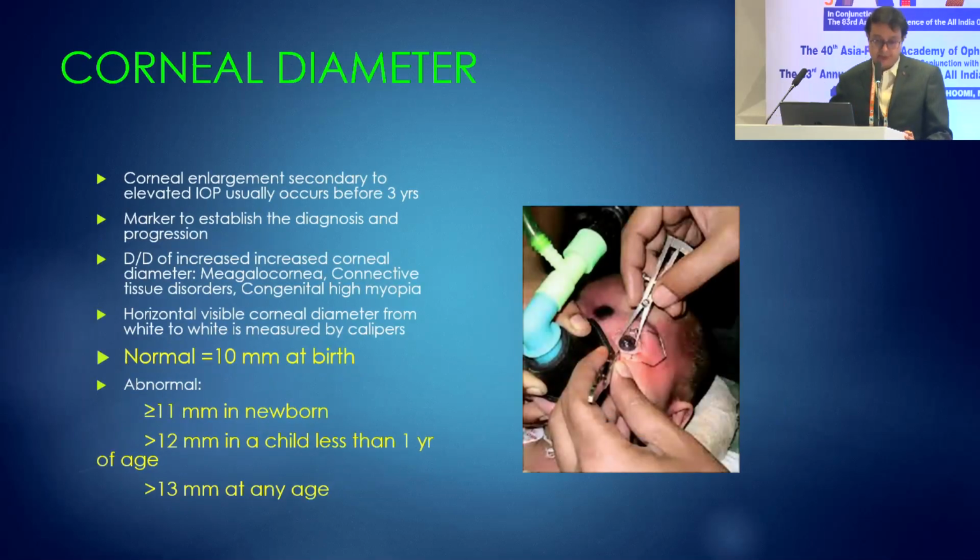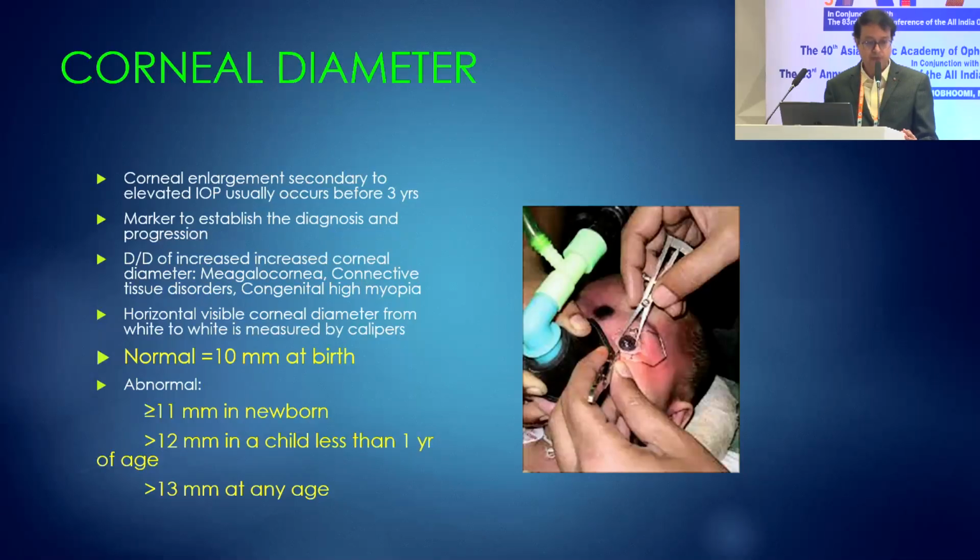The corneal diameter should be measured. Corneal enlargement secondary to elevated IOP usually occurs before 3 years, and it's a marker to establish the diagnosis and progression. The differential diagnosis of increased corneal diameter are megalocornea, connective tissue disorders, and congenital high myopia.